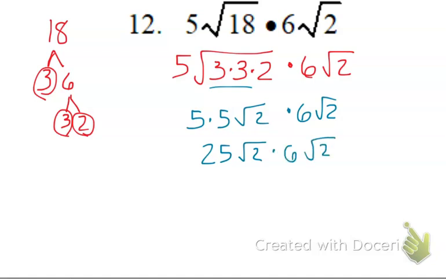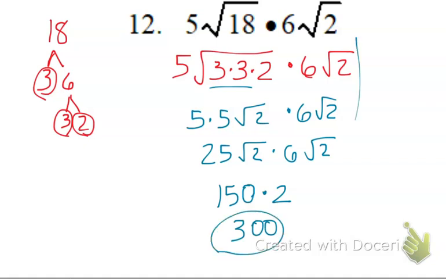Now we'll multiply the numbers in front. 6 times 25, 6 quarters, 150 cents. And then square root 2 times square root 2 is square root 4, or just 2. And so we get 300 for our final answer here.